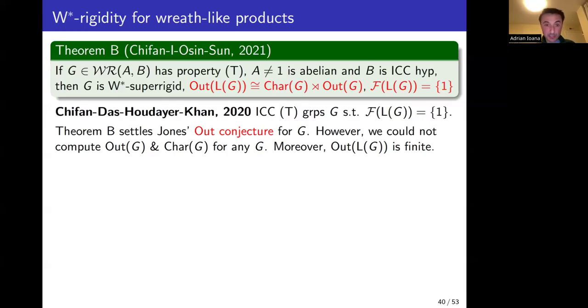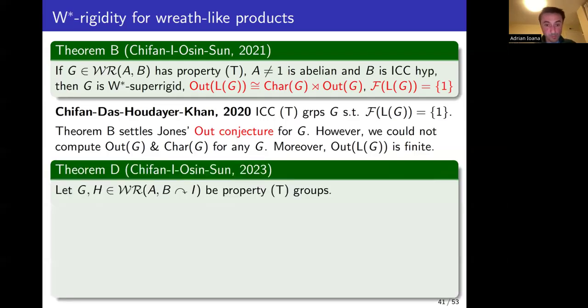So we had these disadvantages: we couldn't get explicit computations, and moreover, the outer automorphism group of L(G) was always finite, but we still couldn't decide which finite group it is. Okay, so we addressed this problem in a second paper. And we did so by first establishing a theorem which has, if you want, a sort of weaker conclusion, but which covers a much larger class of examples of groups.